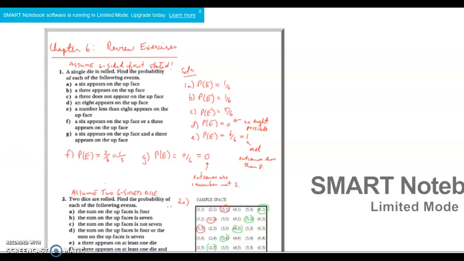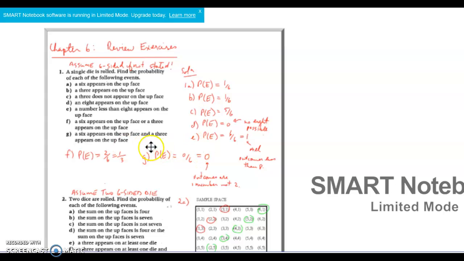So this first stuff should be pretty easy. You're rolling dice and you want to know what happens. I don't think there's anything crazy here at all. I'm going to skip right through this. The only thing I would say is G.